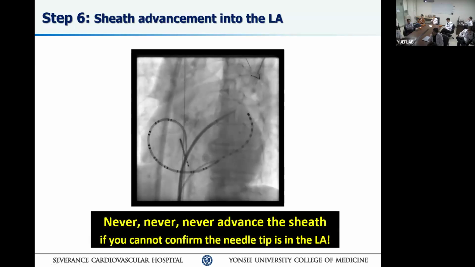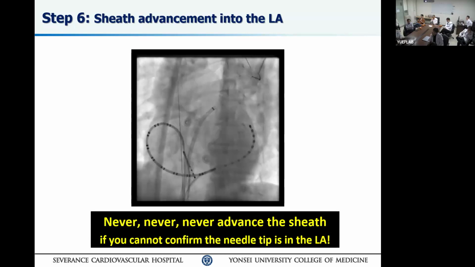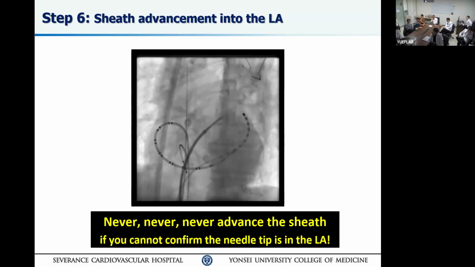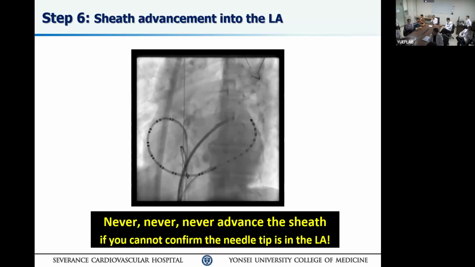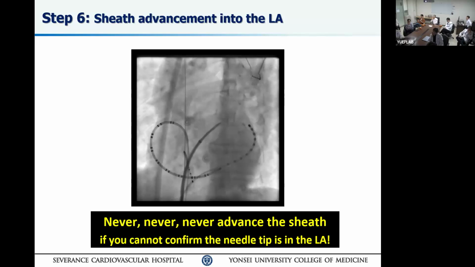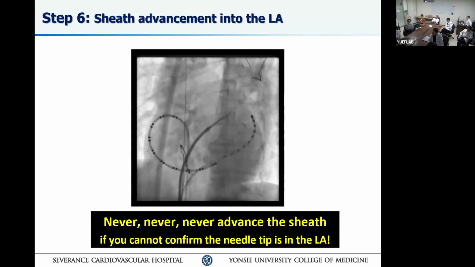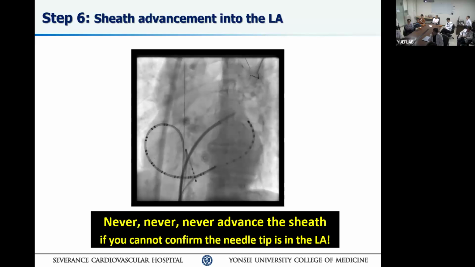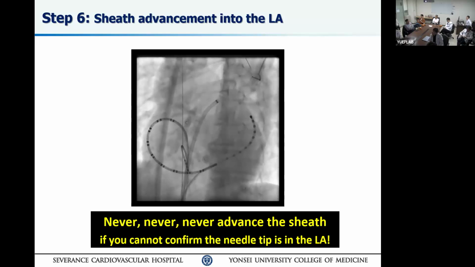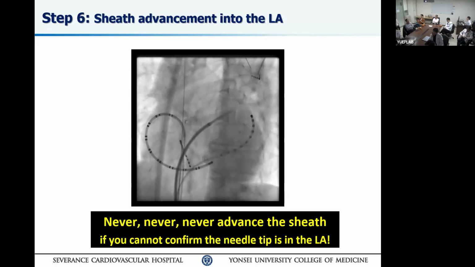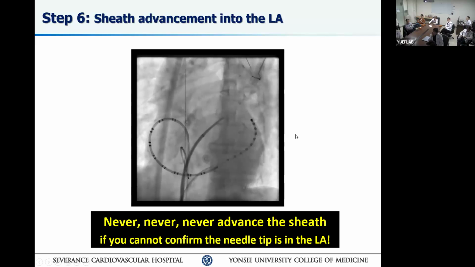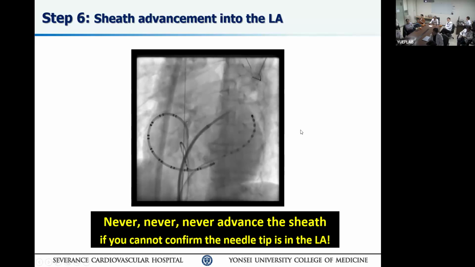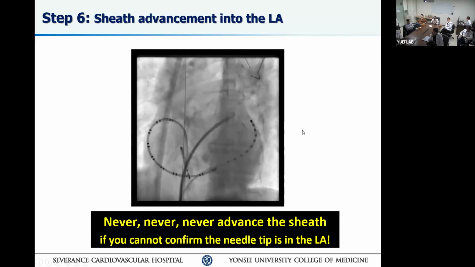Using all of the information from the landmarks, the transseptal apparatus and the coronary sinus catheter moving together, and maybe contrast injection, if you cannot confirm that you're in the LA, you should never advance your SL1 sheath, because that can lead to hemopericardium and cardiac tamponade.